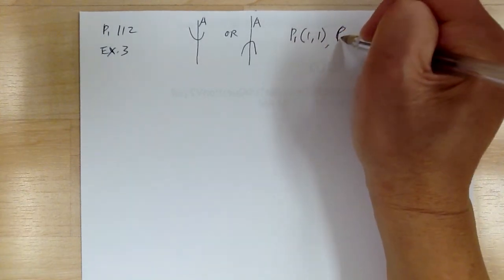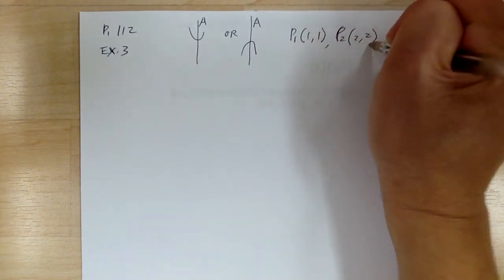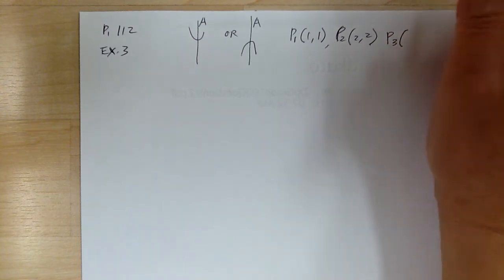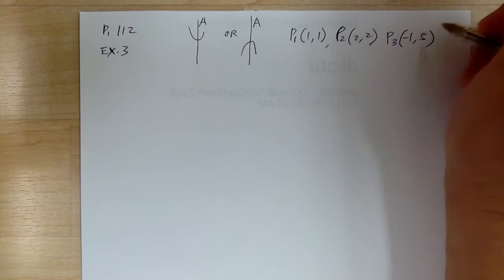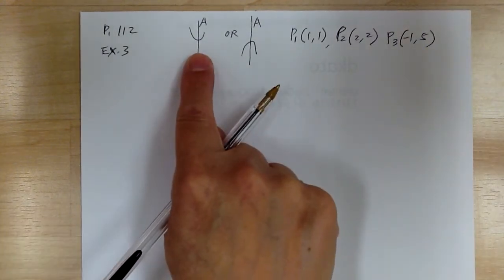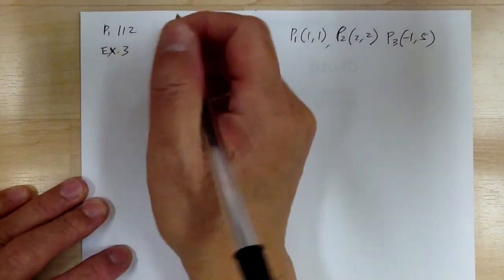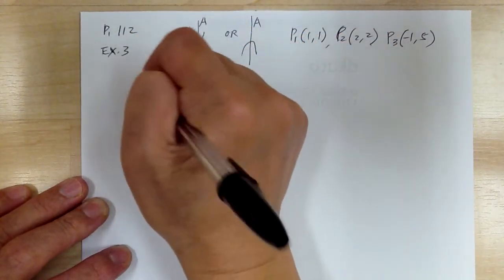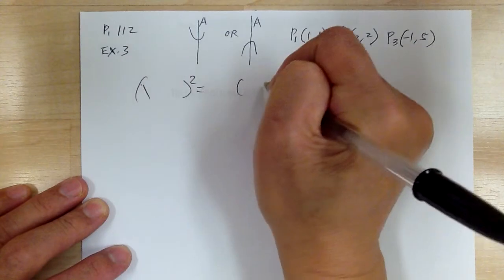Point 2 at (2, 2), and point 3 at (-1, 5). Well, since we know that it's going to be in the right direction, the equation is going to be, this is going to be in the right direction. So you can start with your equation this way, right?